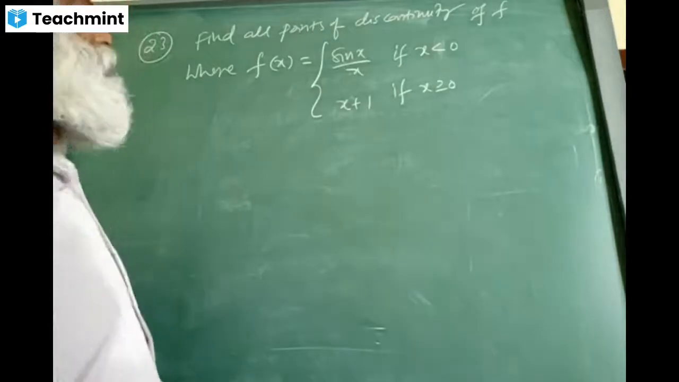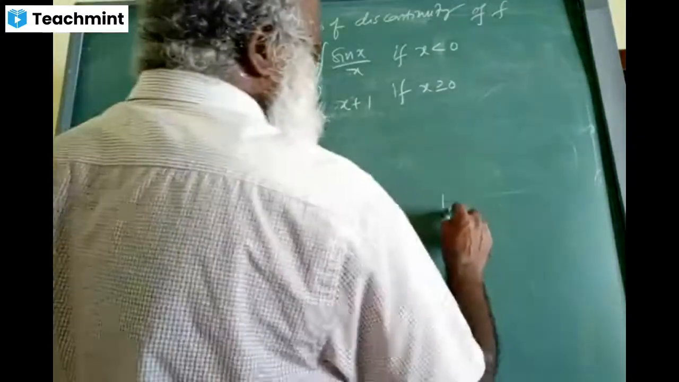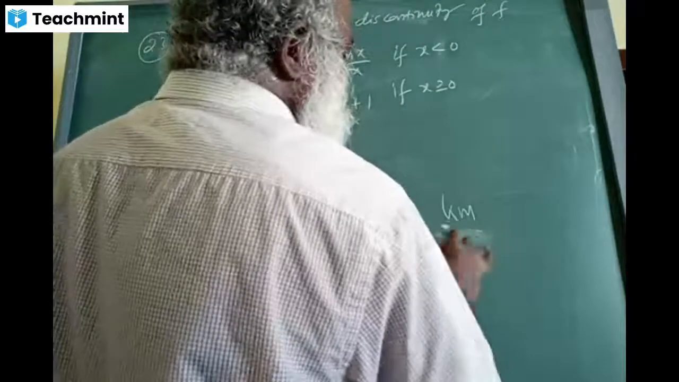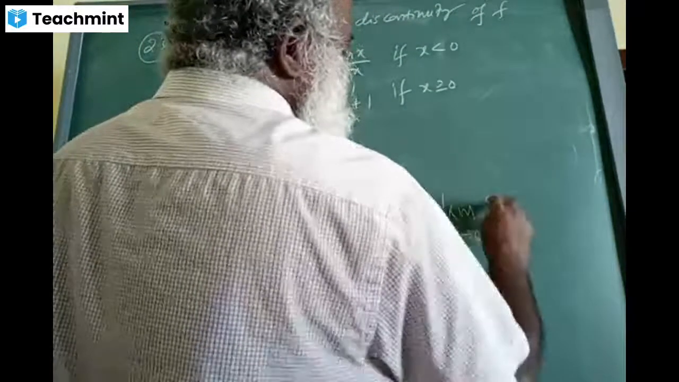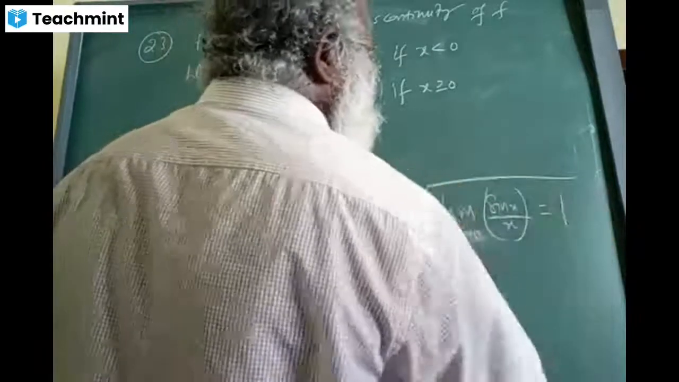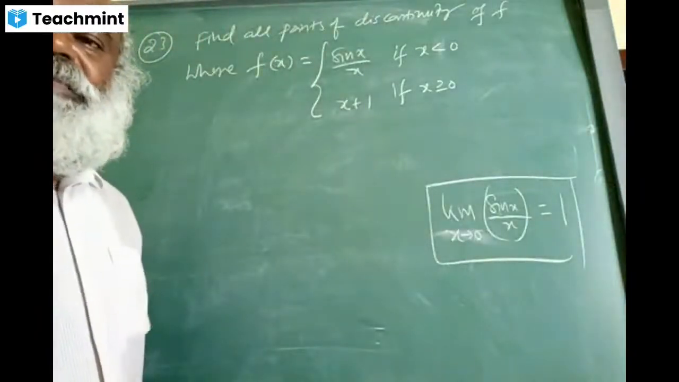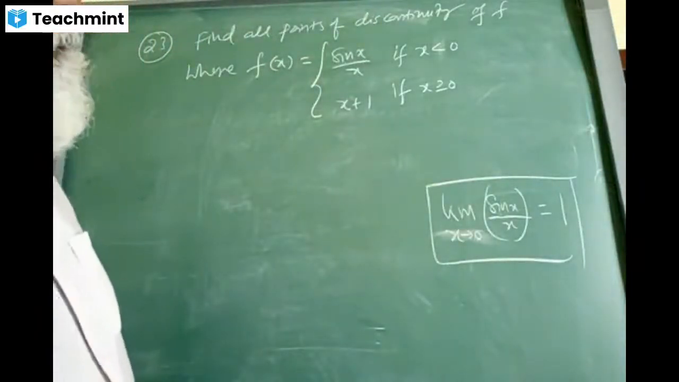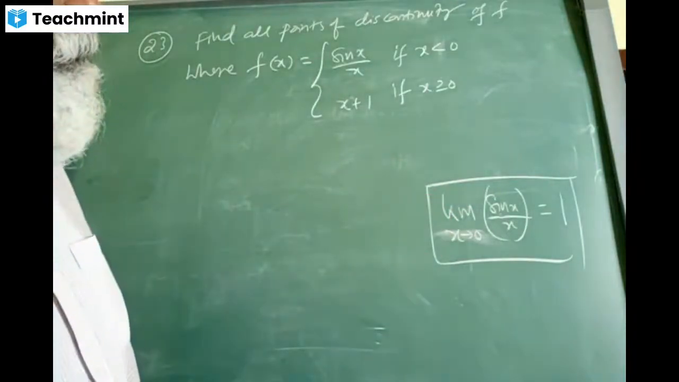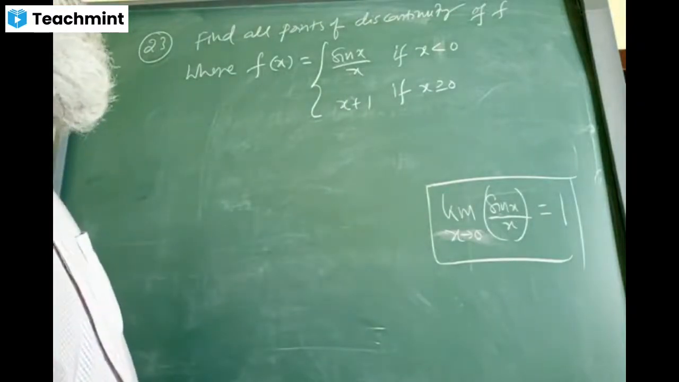The input needed now is the formula: limit x tends to 0 of sin x by x is equal to what? Yes, 1. Look, it is equal to 1. Did I tell you this formula, dears? So this is the input required for it.